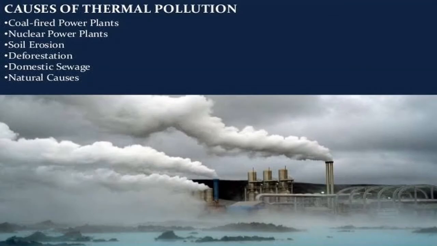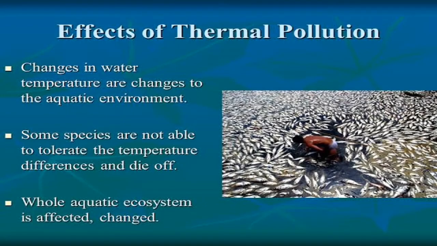The causes of thermal pollution are coal-fired power plants, nuclear power plants, soil erosion, deforestation, domestic sewage, and natural causes. And the effects are changes in water temperature and changes to the aquatic environment. Some species are not able to tolerate the temperature differences and die off. The whole aquatic ecosystem is affected and changed. So these are the effects of thermal pollution.